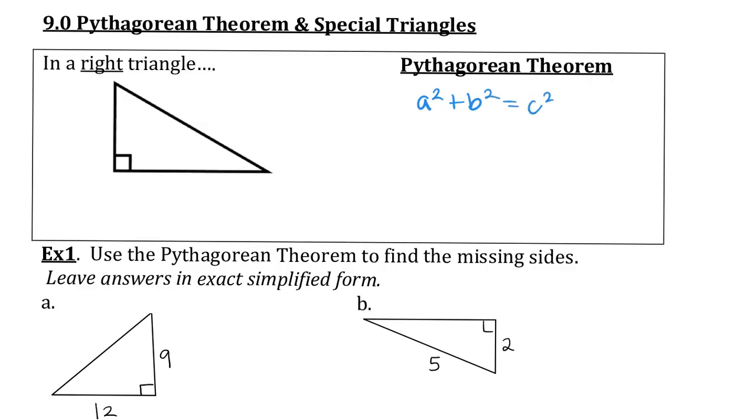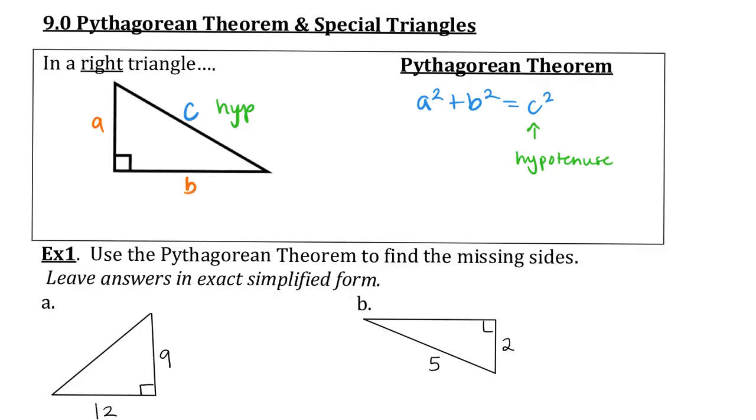The main consideration is that c has to be the hypotenuse. The hypotenuse is the longest side, or the side opposite the right angle. So if this is the right angle, the side opposite is over here. If I were labeling, this would have to be C because it's the hypotenuse. Where you put A and B does not matter. A and B are the two legs, and it doesn't matter which one's which.